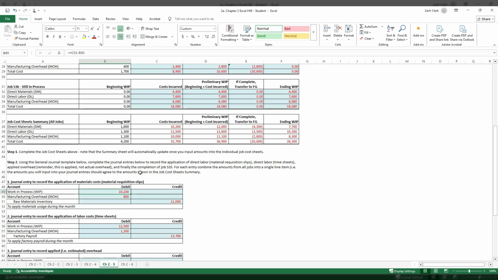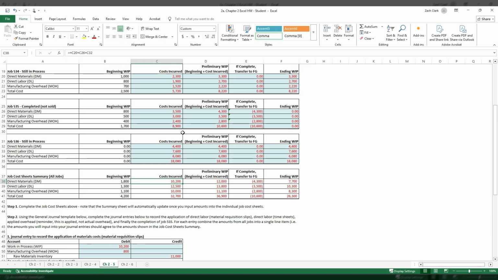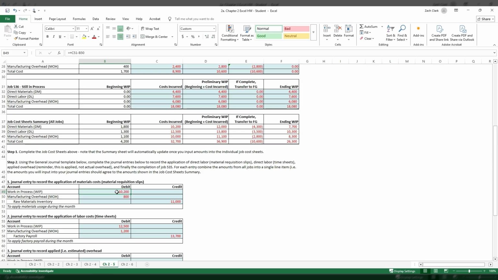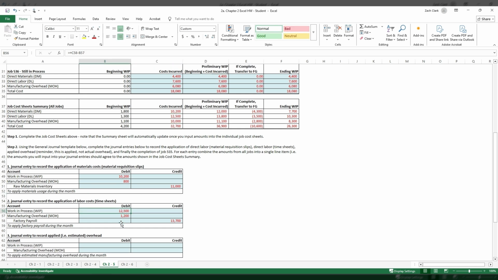And one thing too, you can see this here in the reports as well. So this is the summation of all the costs by job. That's basically what we're saying from a journal entry perspective, that total amount is the 10,200. And this labor total added into WIP was 12,500, which agrees to what our journal entry shows down here.